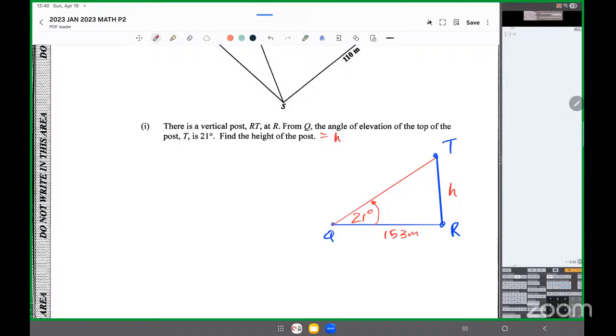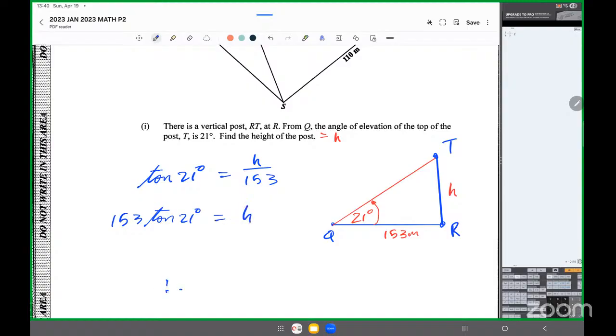So when you use tan equals opposite over adjacent. Simple as that. Let's go back for the blue. So I'm going to use tan of 21 degrees equals the height H over the adjacent of 153. To find the H, we're going to take the 153 and multiply it over here. So you're going to get 153 times the tan of 21 degrees is equal to the height.